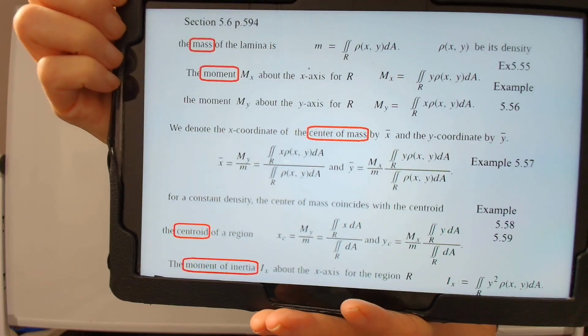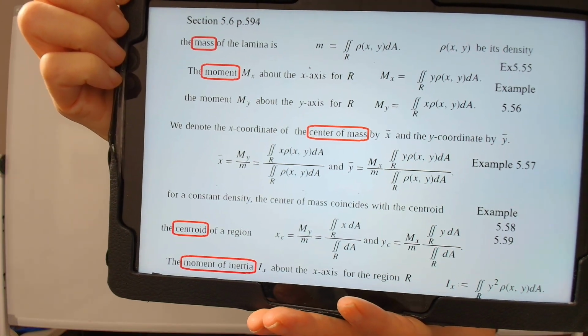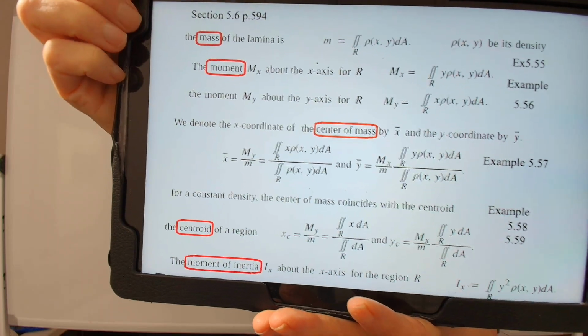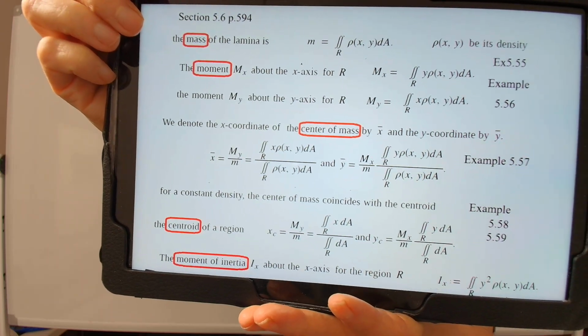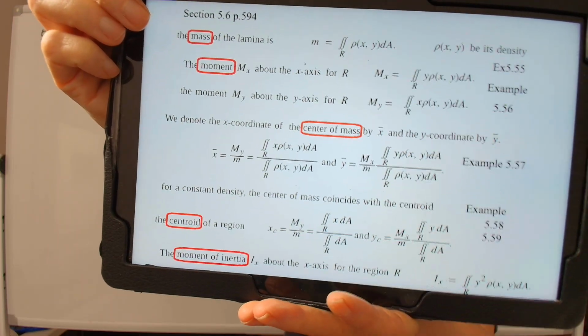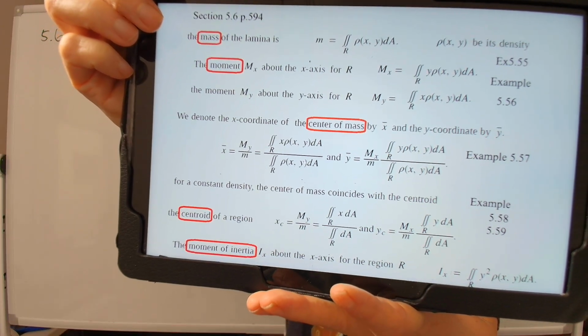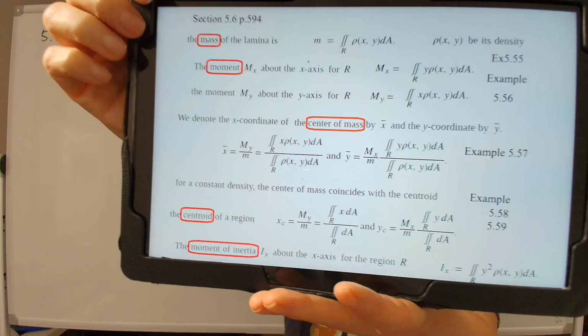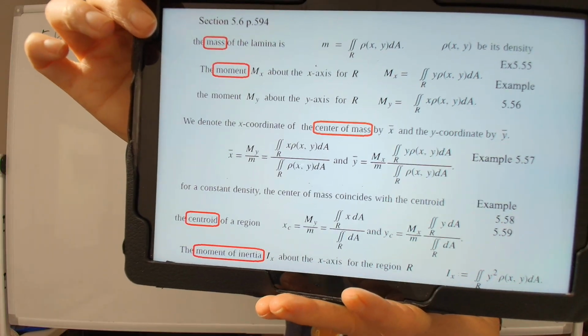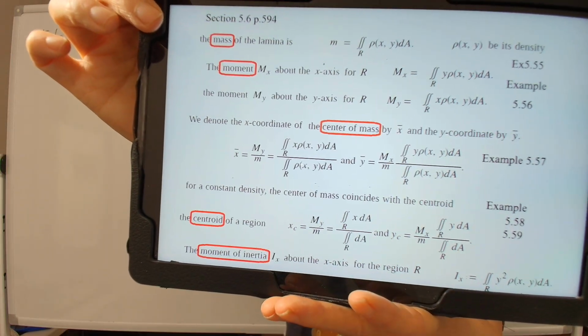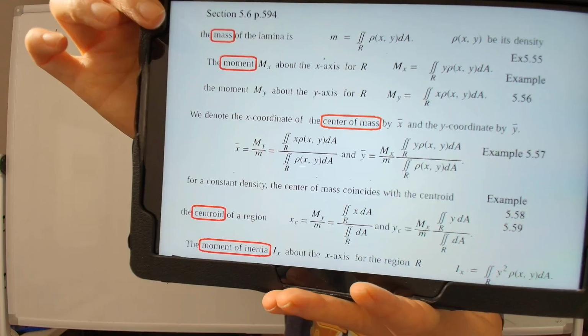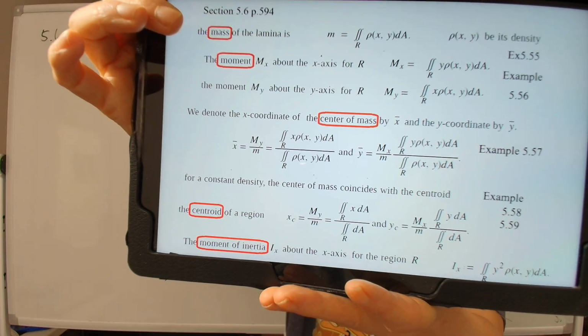What are we talking about? First, the mass of the lamina. What's a lamina? Some shape, sheet, two-dimensional sheet, and that has an area. So the mass is equal to, you integrate over the area some function called rho, where rho is its density. And that's it. So please do example 5.55.